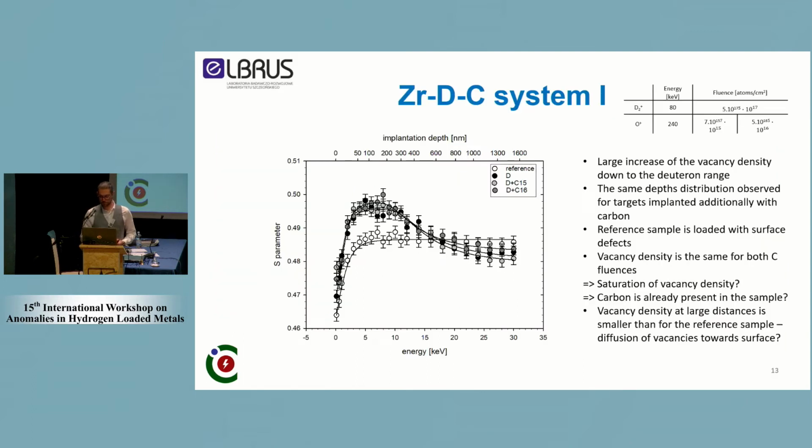Here we have a result that is produced from a zirconium target that we implanted with deuterium and carbon. Then we take this sample and bring it into the positron annihilation spectroscopy system. The first thing I wanted to show you is that this characterization technique has constant systematic error as the energy of the incident positron beam is increasing.